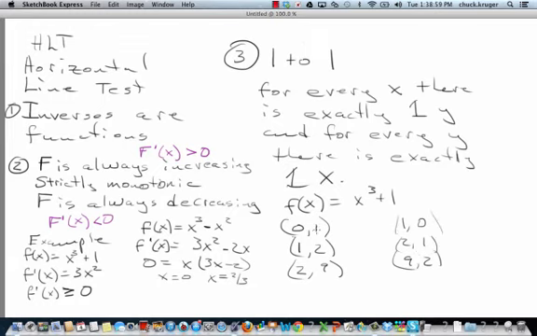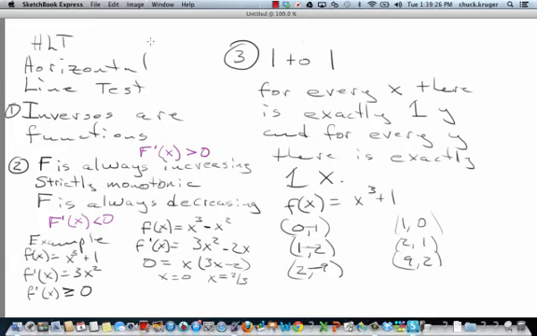And so for every x value, these two numbers are 1 to 1. These are the only pairs that are going to match up. That means the horizontal line test is passed. The inverse is our function. The function is strictly monotonic. Its derivative is either always positive or always negative. Those mean the same values.